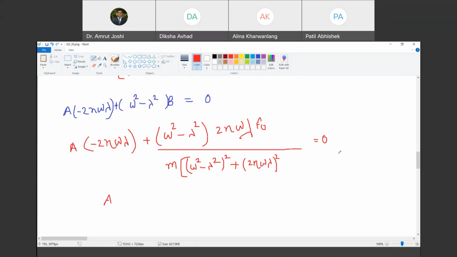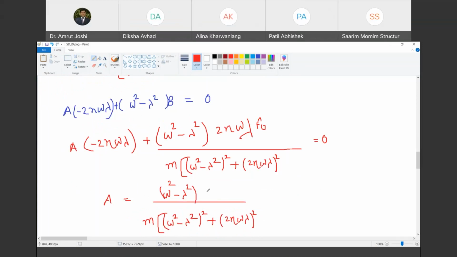So a, this goes on the other side, becomes positive. I am going to divide it by 2 eta omega lambda. So this 2 eta omega lambda vanishes. So we get a is equal to omega square minus lambda square divided by the same denominator. Are you with me? I hope we are not missing anything. f0 is missing. So you are going to have this whole bracket into f0. Is that right?